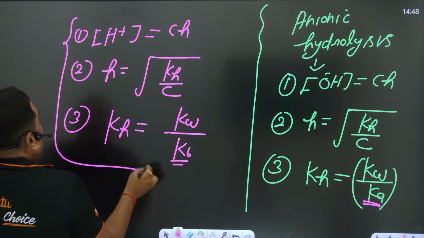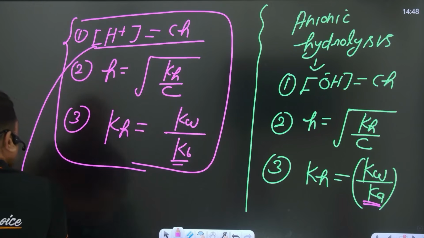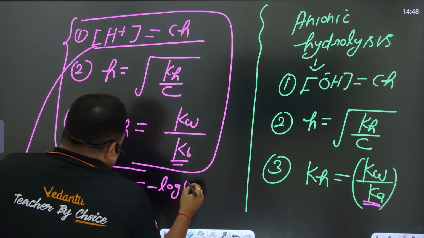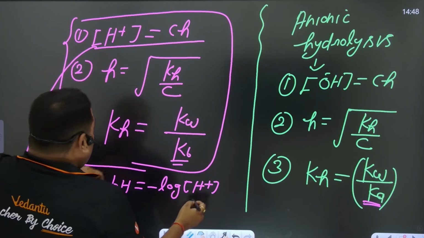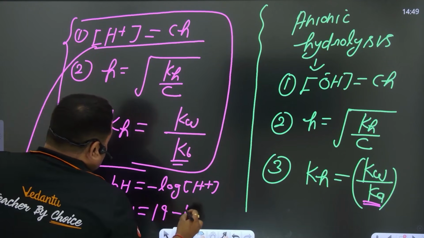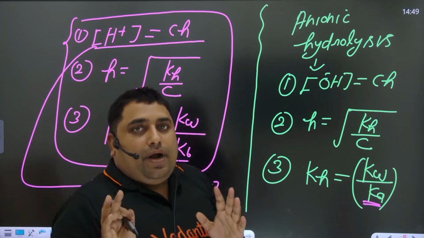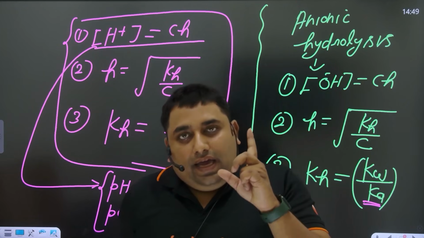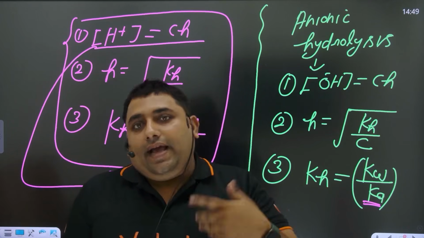And if you are able to calculate the value of H positive ion, then you are able to calculate the value of pH, because pH is equal to minus log concentration of H positive ion. Now you have to put this H positive ion concentration here and calculate the pOH value, and pOH value is equal to 14 minus pH. So using this simple formula, you are able to calculate pH and pOH of any salt which contains cationic hydrolysis.